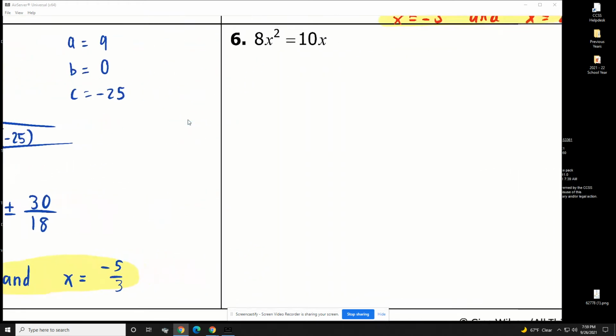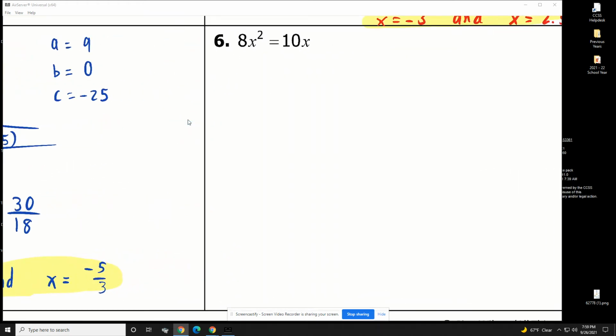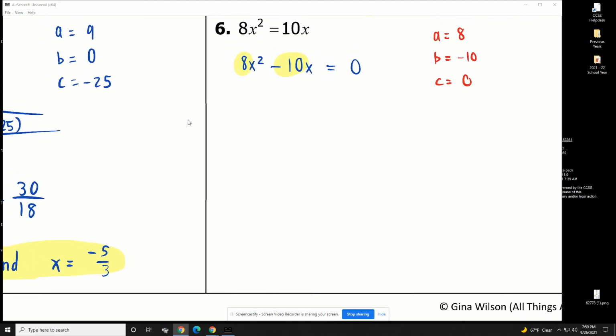Okay, let's look at another unique problem, number 6. In this case, if I have 10x and move it over here, look at what I'm left with here. What's my a value? Well, my x squared coefficient is 8. What's my b value? Well, my x coefficient is negative 10. What's my c value? Well, I don't have a constant. So this time, my constant will be a 0. So let's see what happens here.